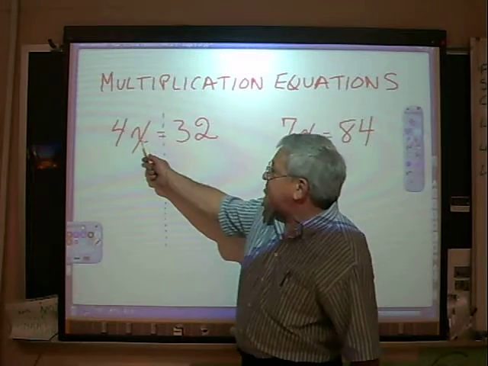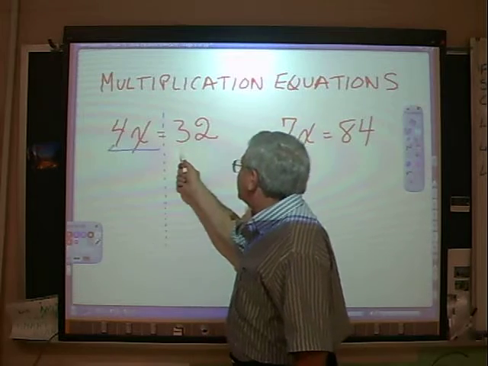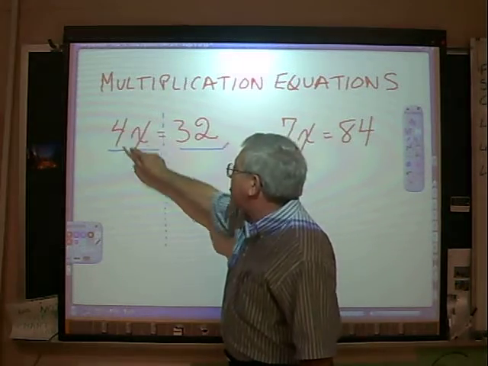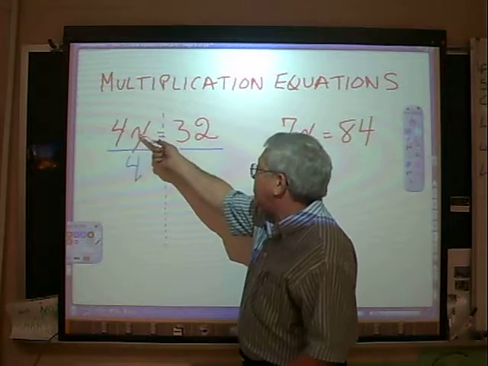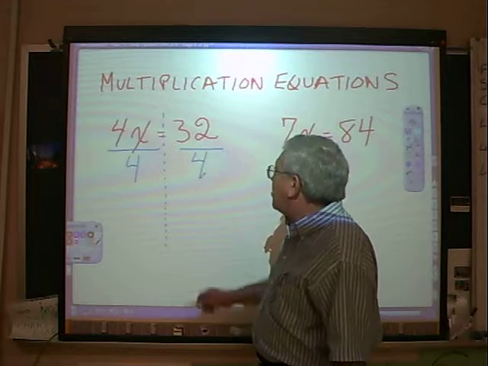The opposite operation of multiplication is division. So I'm going to divide each side of this equation. I'm going to make a fraction. A fraction is a division problem. I'm going to divide each side by, well, 4, of course. It's 4 times x. I want to get rid of the 4. I'm going to divide each side by 4.